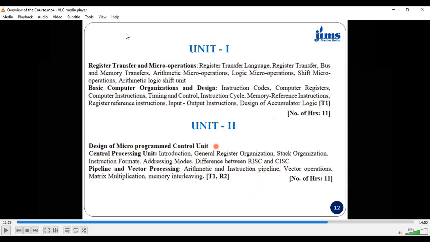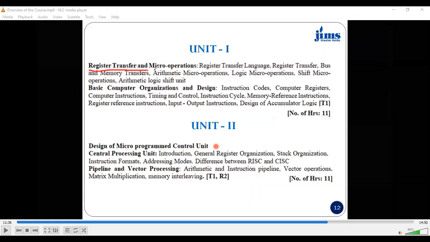Then you can see from here, in unit 1 there are two things. First one is register transfer and micro operations. Second one is basic computer organization and design.